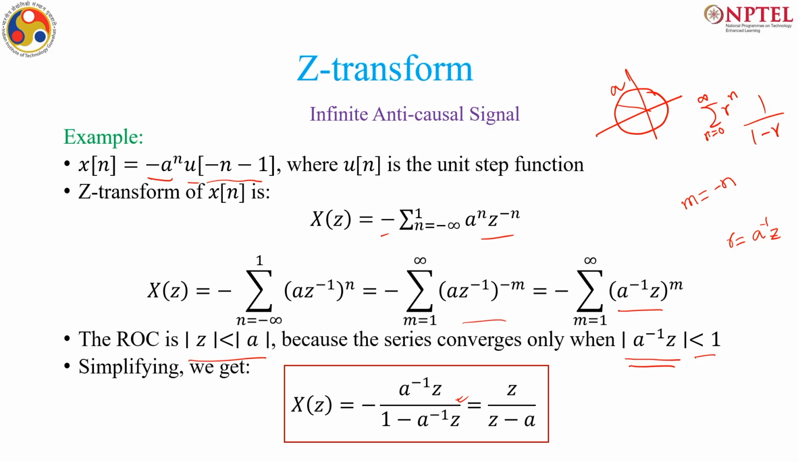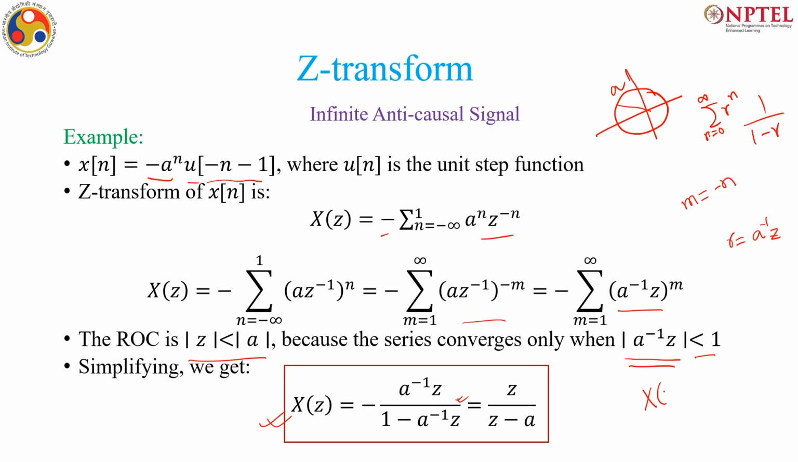So, how do we distinguish them? We distinguish them only by the ROC. They are not the same signal, but the same z transform, and the ROCs are different. So, the z transform does not just mean this expression for x of z. The z transform is the collective thing of this expression x of z and the ROC. This complete thing is called my z transform.